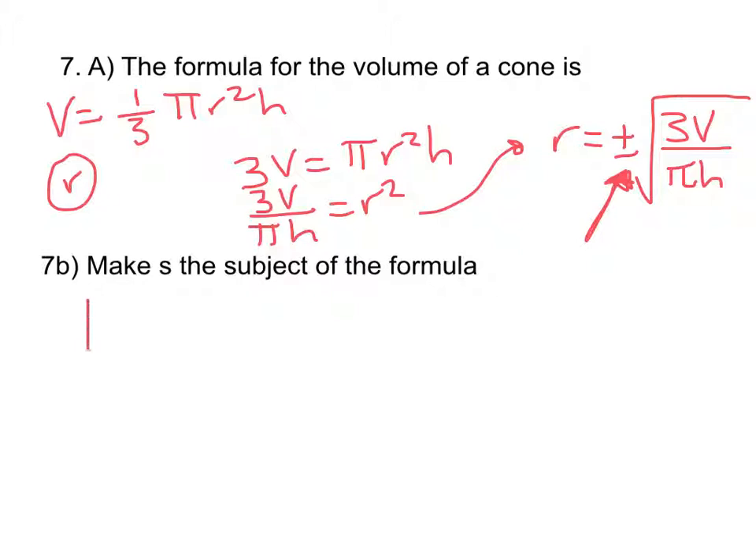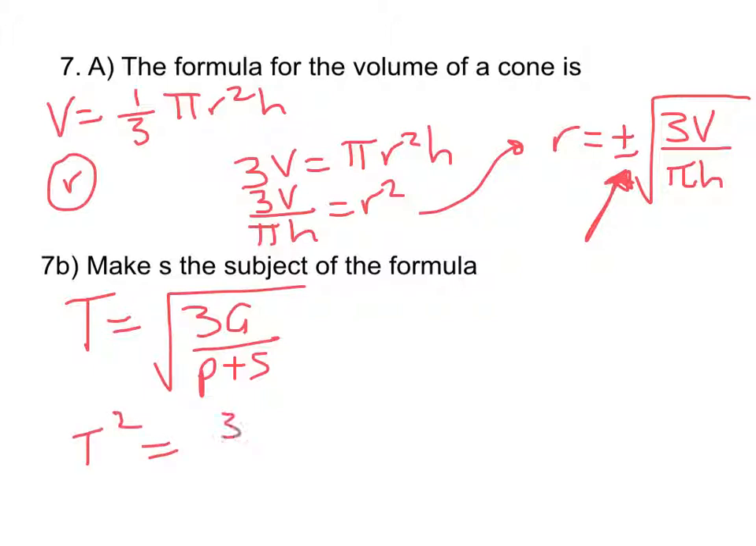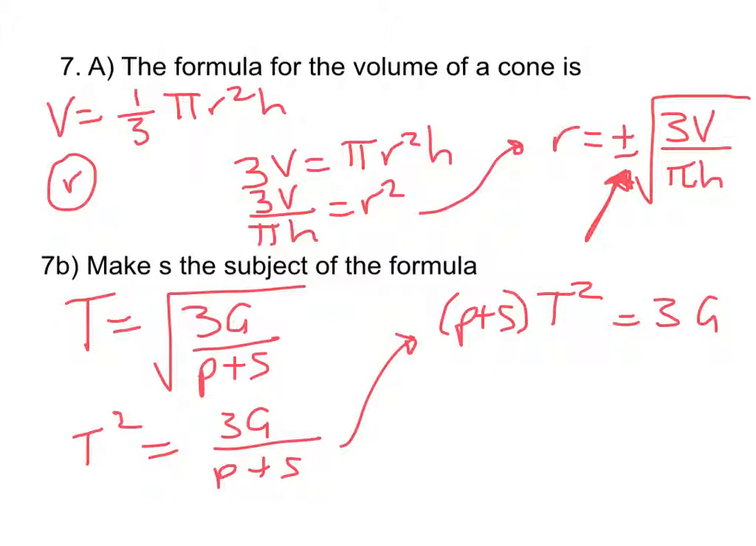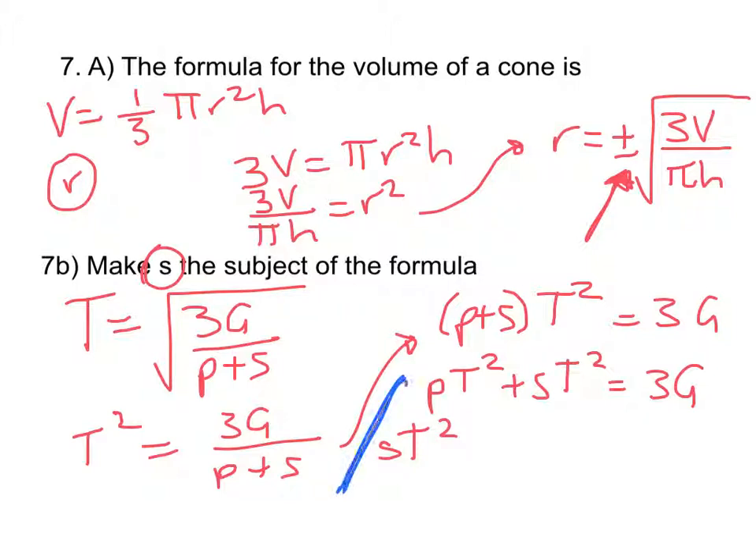Next question, make s the subject of this formula. T is equal to the square root of 3g over (p plus s). I'm going to start by squaring both sides. T squared equals 3g over (p plus s). Now I'm going to cross multiply. So multiplying both sides by (p plus s), t squared times (p plus s) equals 3g. Now I expand because I'm trying to isolate s. So p t squared plus s t squared equals 3g. S t squared. I'm very sorry for the squished upness here. You know that if you did this in your book I would be deeply unhappy. You can feel free to tell me that in class when you see me.